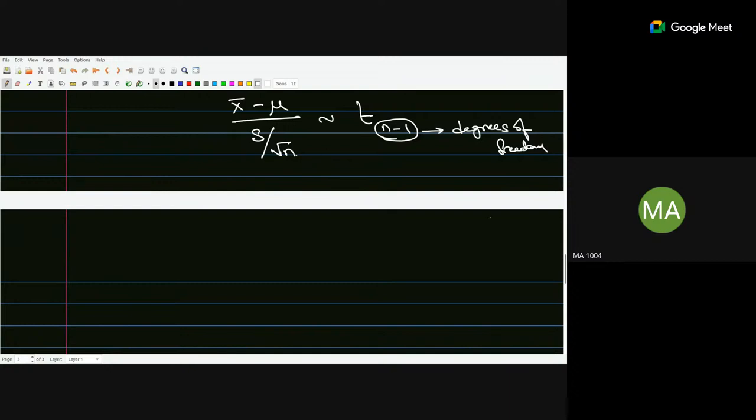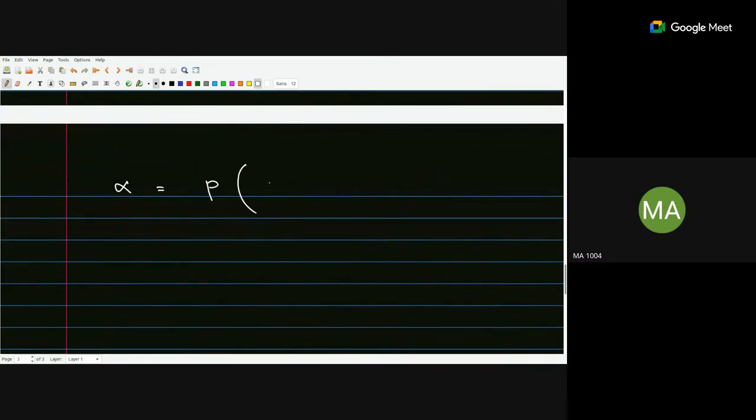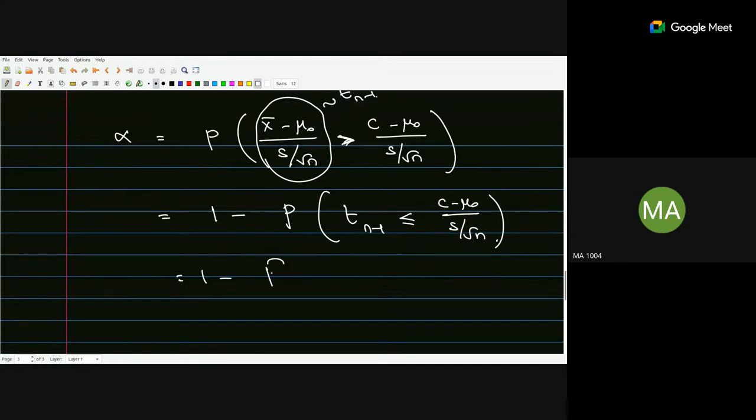Yeah, so that's what we are going to do here, and we will compute alpha. Now the alpha will be the probability that X bar minus mu naught divided by S by root n is greater than C minus mu naught divided by S by root n, given mu is equals to mu naught. Now I know this follows T n minus 1. So this is 1 minus F. Since there is greater than, I can write 1 minus probability that T n minus 1 is less than or equal to C minus mu naught by S by root n. Now this is 1 minus capital F T n minus 1, just a CDF value at C minus mu naught by S by root n. So this is alpha for us.